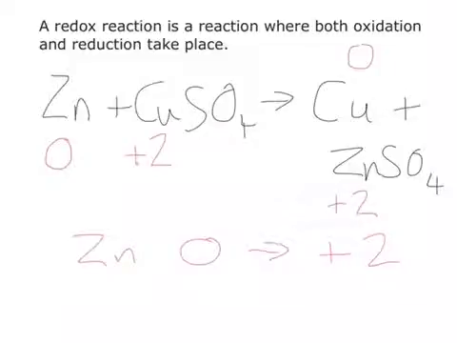You can see that zinc has gone from 0 to +2. In other words, it has lost electrons, and when it loses electrons, it has been oxidised. Copper, on the other hand, has gone from +2 to 0. In this example, it has gained electrons. In other words, it has been reduced.